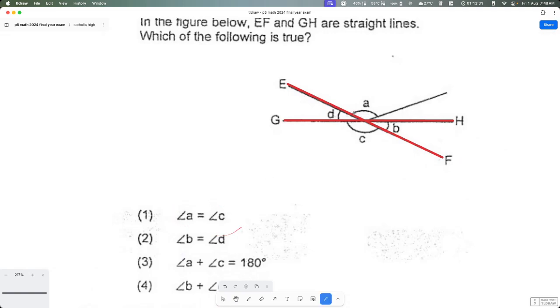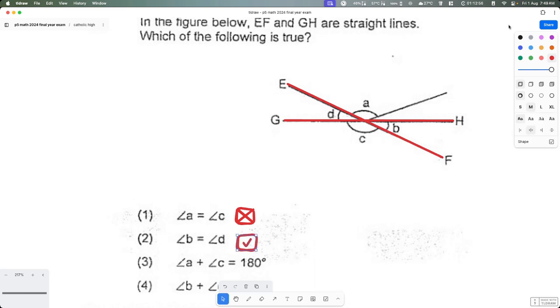So A and C are equal. In this case, it's not, right? Because if you want C to be equal, it needs to also include this little line over here. So in this case, this is wrong. Sadly. All right, let's move on to B and D. B is equal to D. This is correct, because these are two straight lines. So B and D in this case.